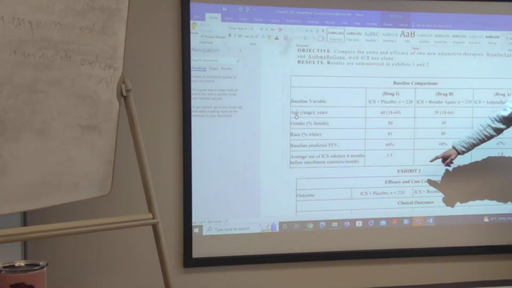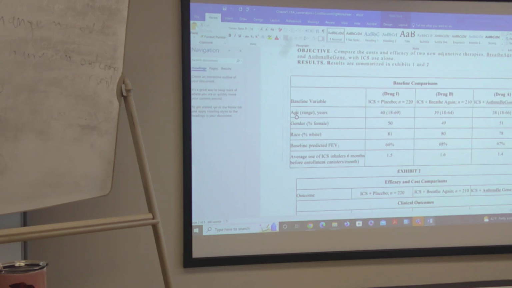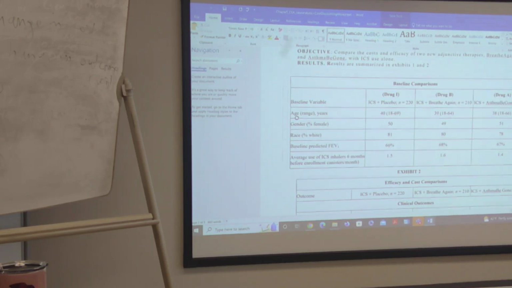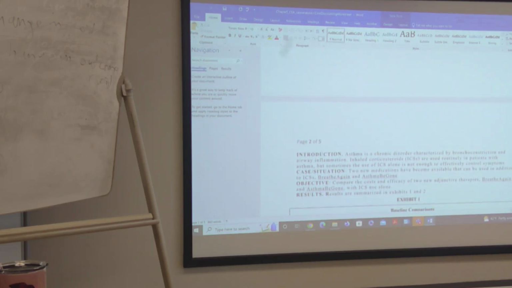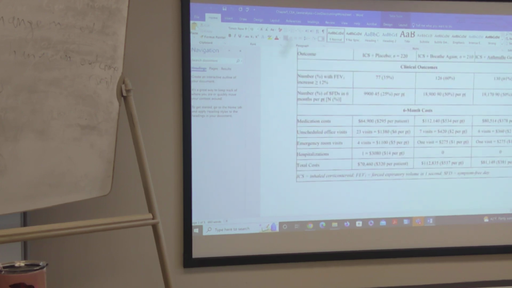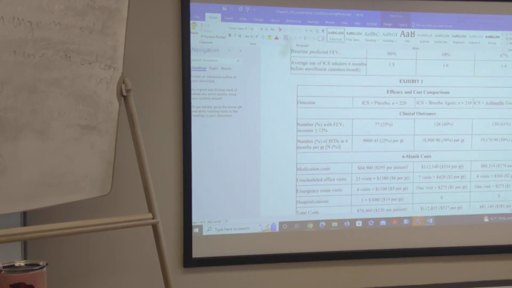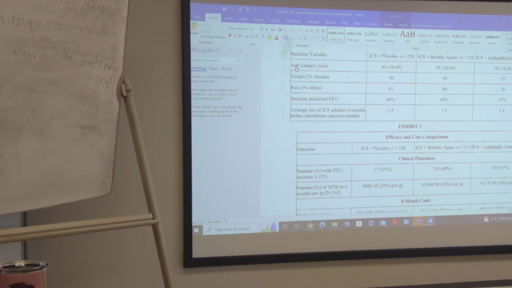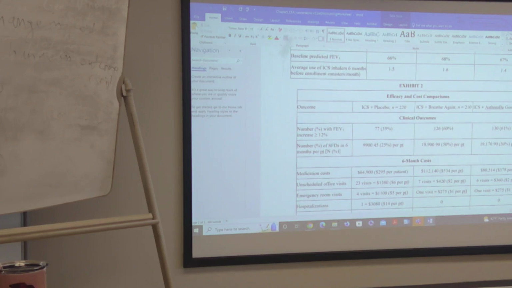And what's the last one? Average use of the rescue inhaler. A little slight change, 0.2. Let me get the units of that. Oh yeah, there it is. So FEVs are defined. That's just a volume of canister we use, okay? So that's 1.5 per month, 1.6 and 1.4. Now what does table 2 say?